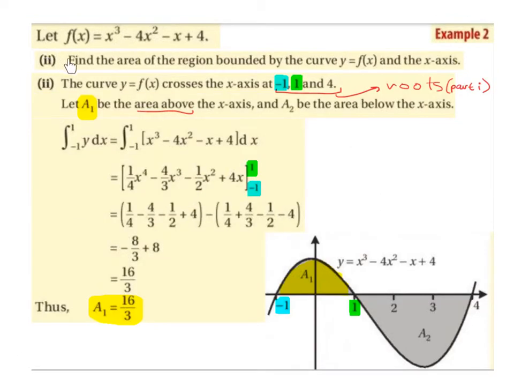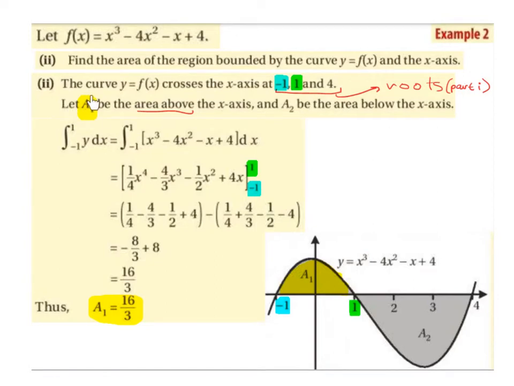Part 2. Find the area of the region bounded by the curve y equals f of x and the x-axis. So the curve y equals f of x crosses the x-axis at minus 1, 1 and 4. These are the roots. So minus 1, 1 and 4.